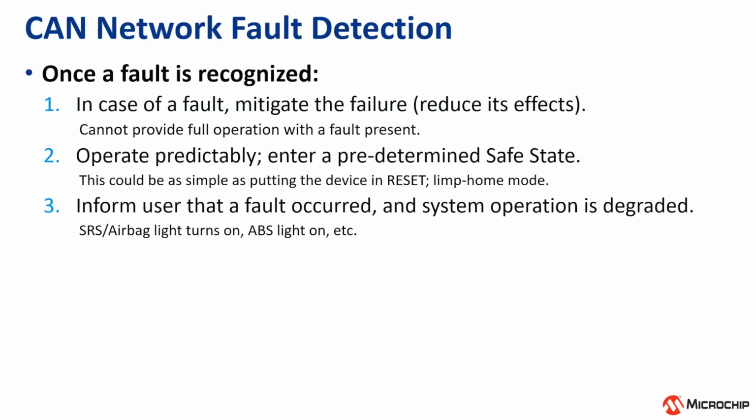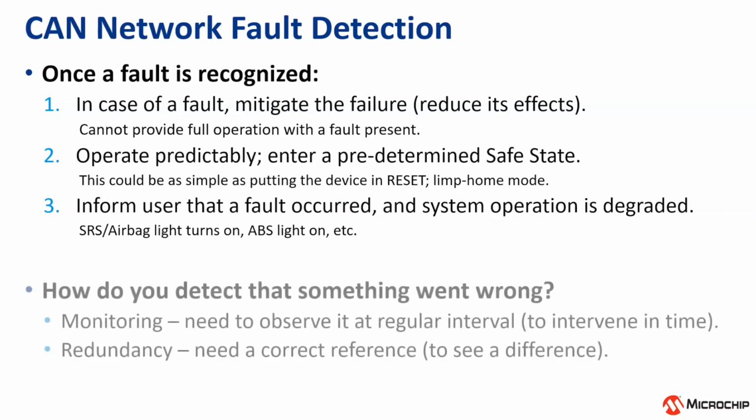So once we detect this failure, we get into our safe state with some kind of predictable operation that might include just shutting the system off. But at the same time, we need to inform the user that there's a problem and the system operation is either halted or degraded. That could be turning on a light. It could also be something that's detectable by the user. So if your power steering goes out, you can feel that in your car that it's no longer power steering. So you don't need a light for that.